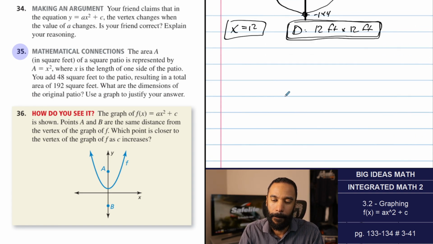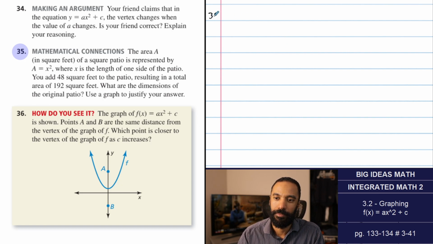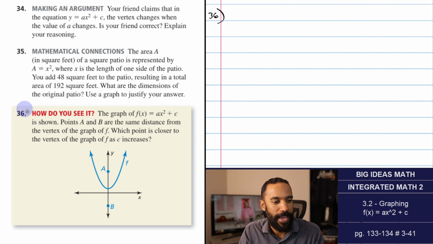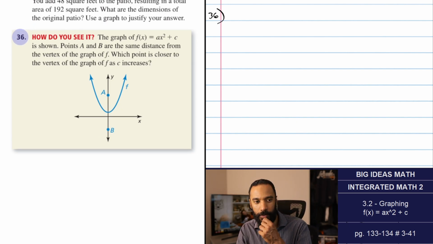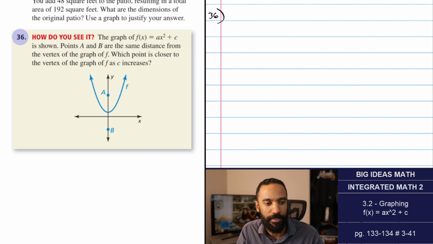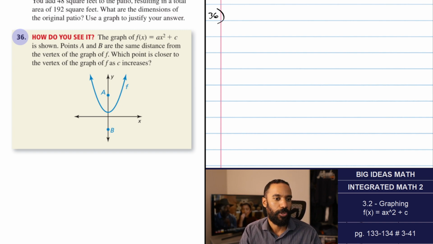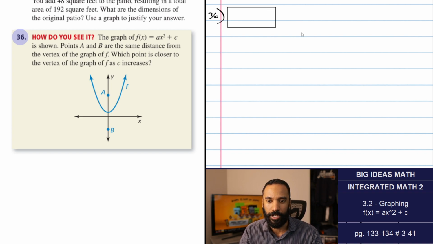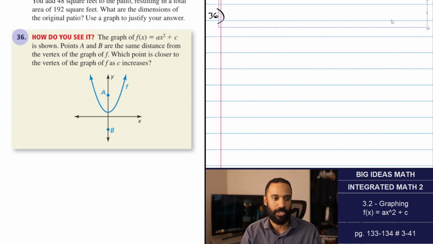Okay, number 36. How do you see it? The graph of f of x equals ax squared plus c is shown. Points A and B are the same distance from the vertex of the graph of f. Which point is closer to the vertex of the graph as c increases? If c increases, that means we're getting up higher and higher, because c is positive, or we're adding c. And if c increases, it's getting larger and larger. It's kind of a weird question. They're not asking why that is.